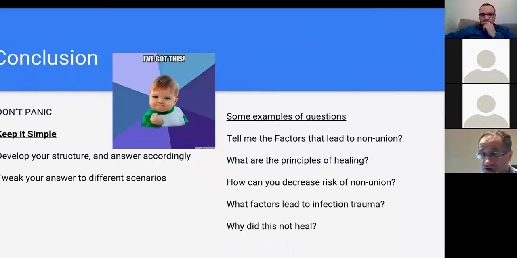So in conclusion, don't panic, keep it simple, develop your structure and answer accordingly. You can tweak this answer to pretty much any scenario. Examples would be: tell me the factors that lead to non-union. What are the principles of healing? How can you decrease risk of non-union? What factors lead to infection and trauma? Why does this not heal? Literally every topic comes up in those type of questions again and again.